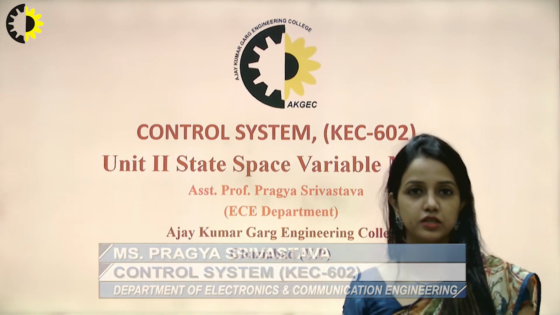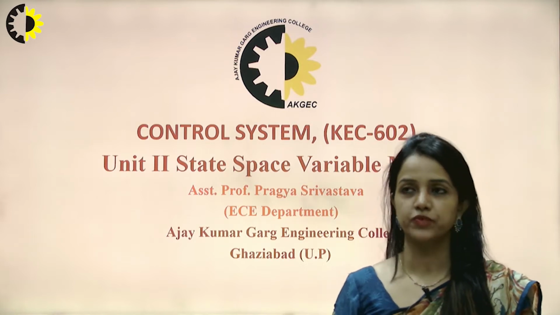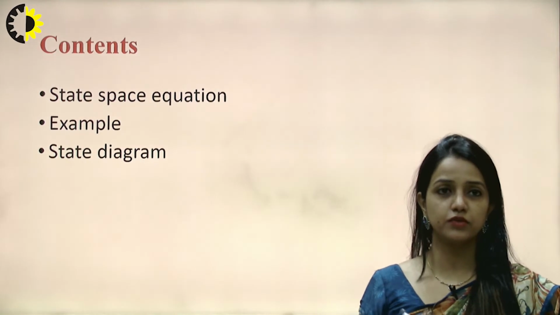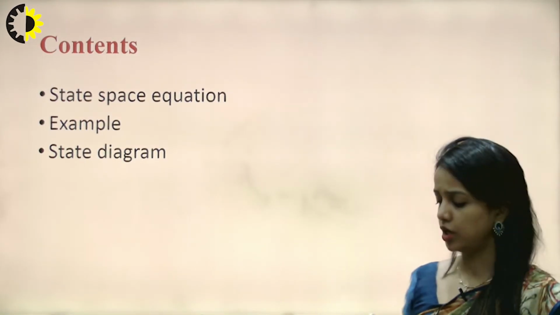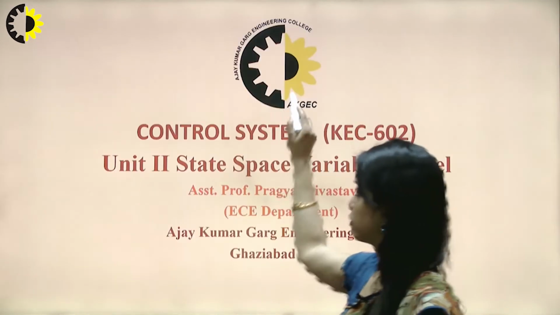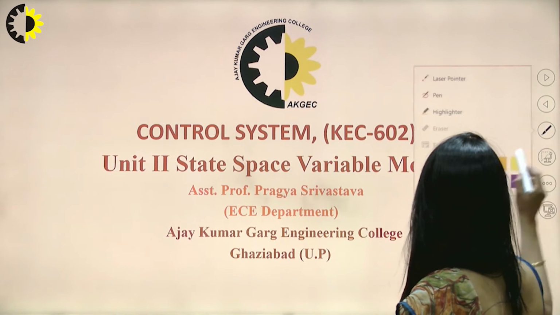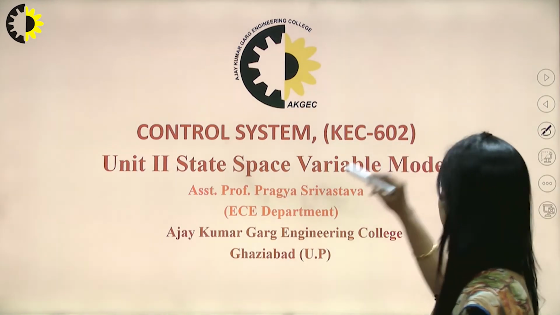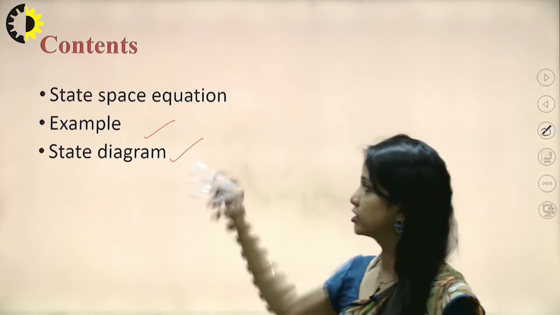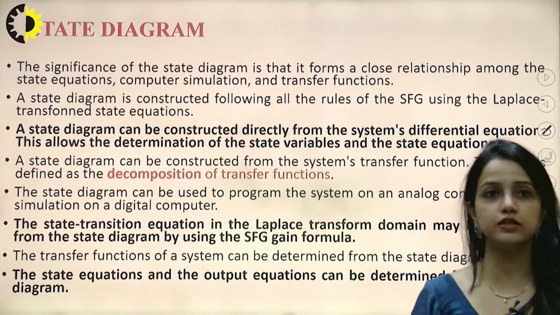In the previous lecture of this unit, we studied the state space variable model and the state space equation. Presently, we are going to study further on the same equation. We are also going to discuss the examples and the state diagram. So we have to see what a state diagram is.